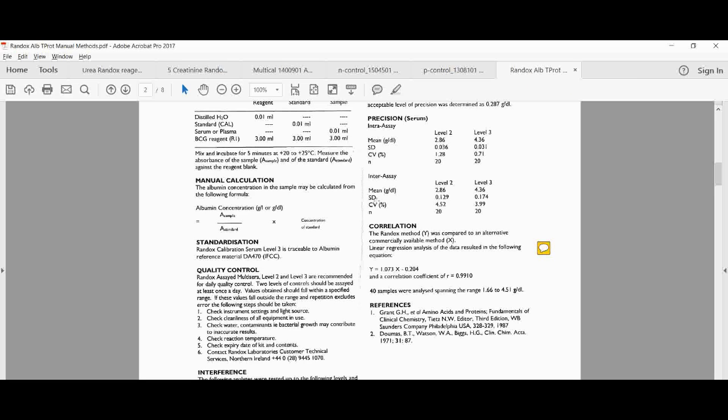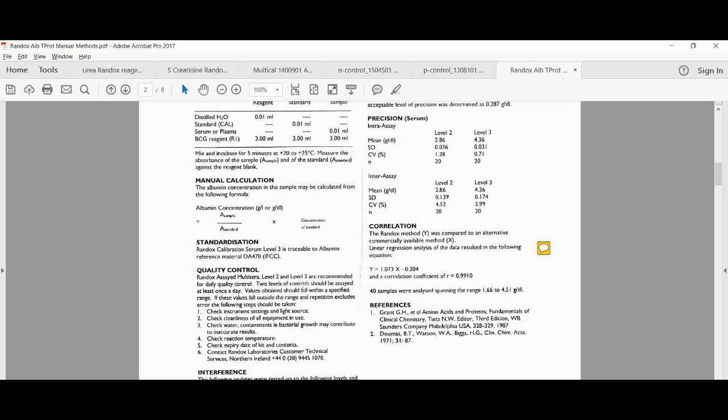Okay, so once you've checked your controls and you find that your controls are within the reference range, you can start analyzing your patient sample, obtain the absorbance, plug it into the formula and obtain the concentration of your patient's albumin.